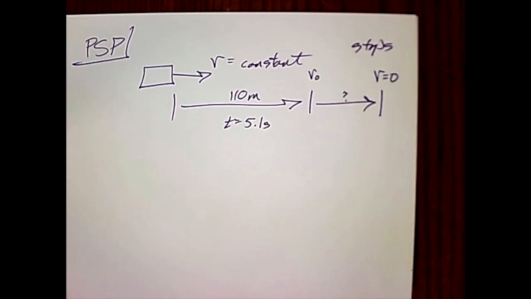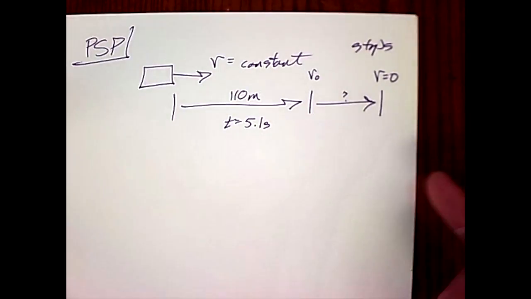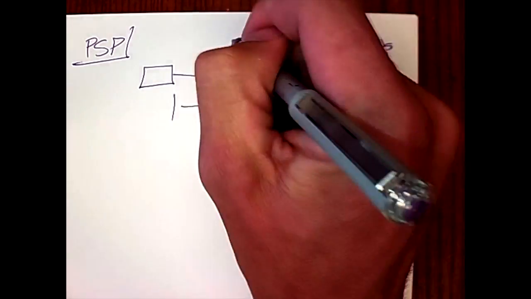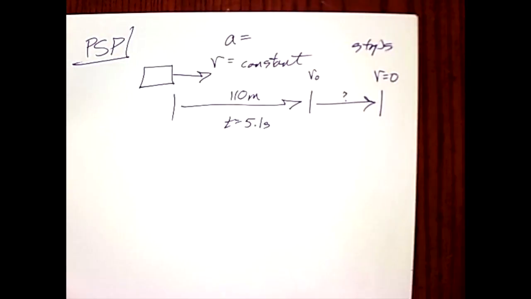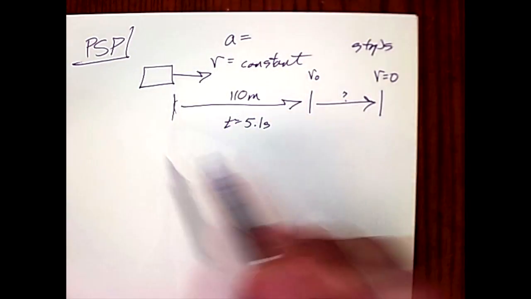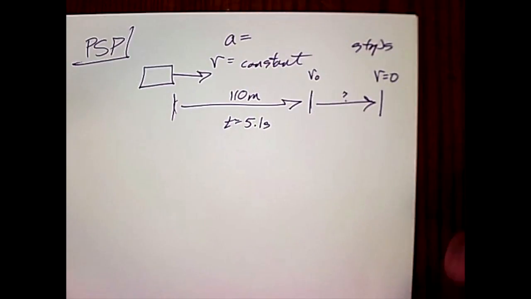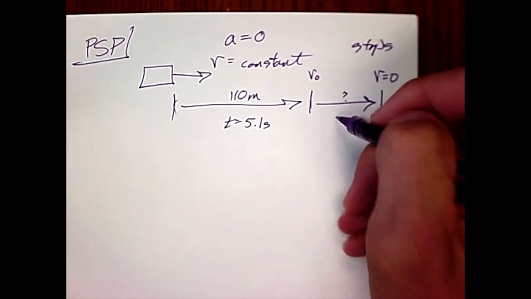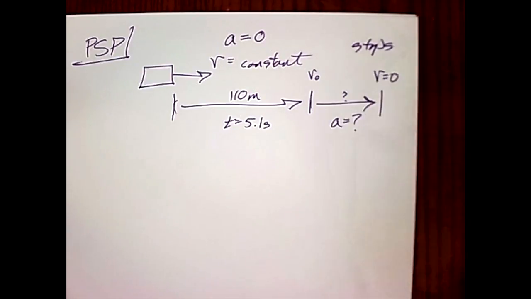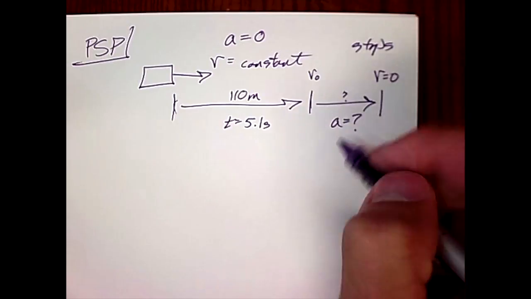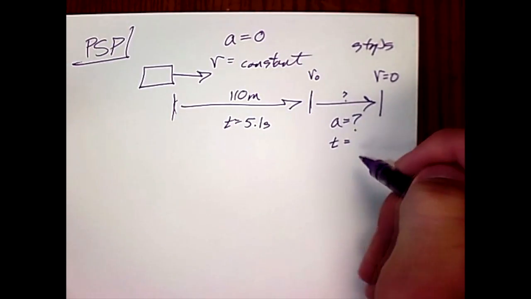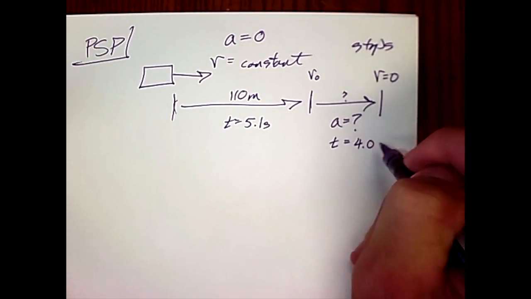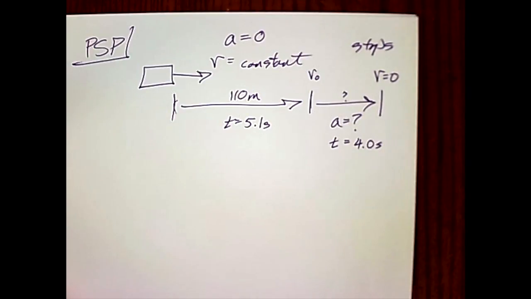Does that make sense? And so I've got two different scenarios. One where from here to there, A equals what? From here to there, A equals 0. Perfect, good. Because if V is constant, A is 0. Here, A is the question. Right? That makes sense? So I also know that here the time is 4 seconds, 4.0, to keep significance the same.